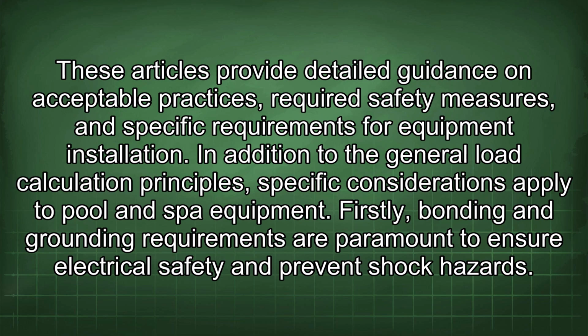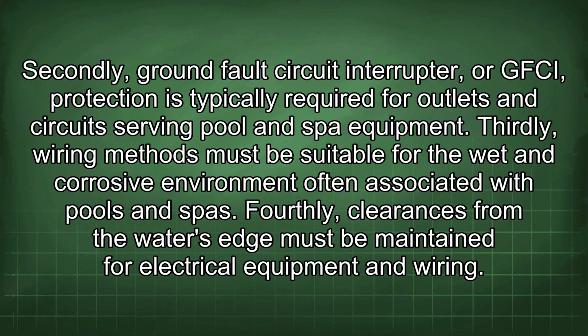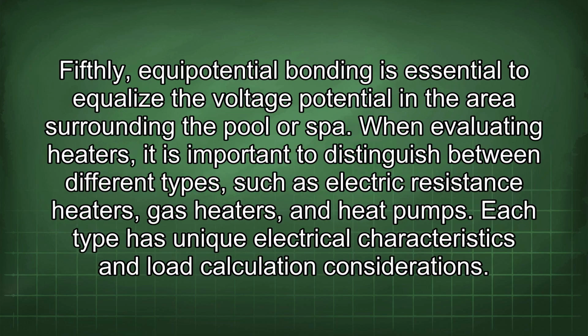In addition to the general load calculation principles, specific considerations apply to pool and spa equipment. Firstly, bonding and grounding requirements are paramount to ensure electrical safety and prevent shock hazard. Secondly, ground fault circuit interrupter, or GFCI, protection is typically required for outlets and circuits serving pool and spa equipment. Thirdly, wiring methods must be suitable for the wet and corrosive environment often associated with pools and spas. Fourthly, clearances from the water's edge must be maintained for electrical equipment and wiring. Fifthly, equipotential bonding is essential to equalize the voltage potential in the area surrounding the pool or spa.